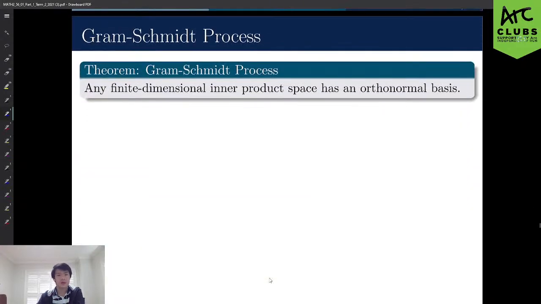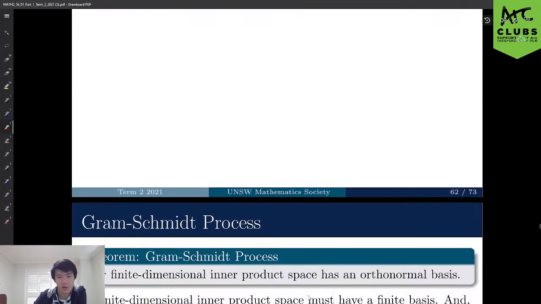Right, so it turns out that any finite dimensional inner product space has an orthonormal basis. This is using the Gram-Schmidt process. We know that any finite inner product space has an orthonormal basis, which means that we can always find some basis that is orthogonal, and where the inner product of every single vector with itself is going to be 1.